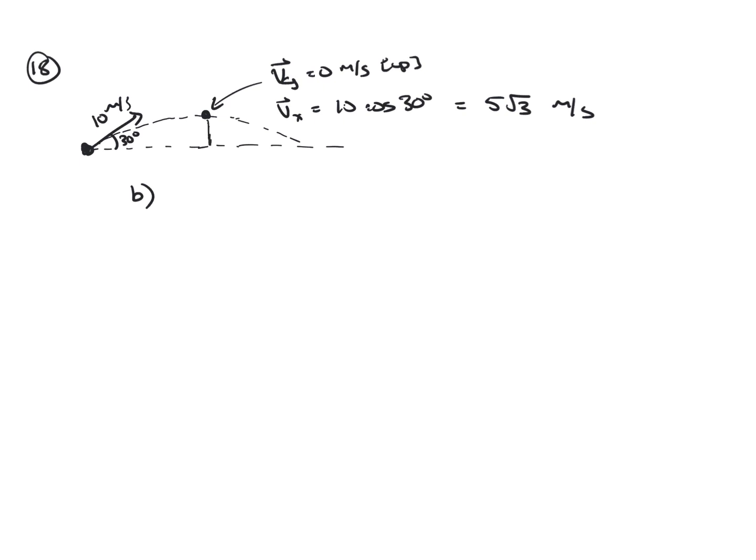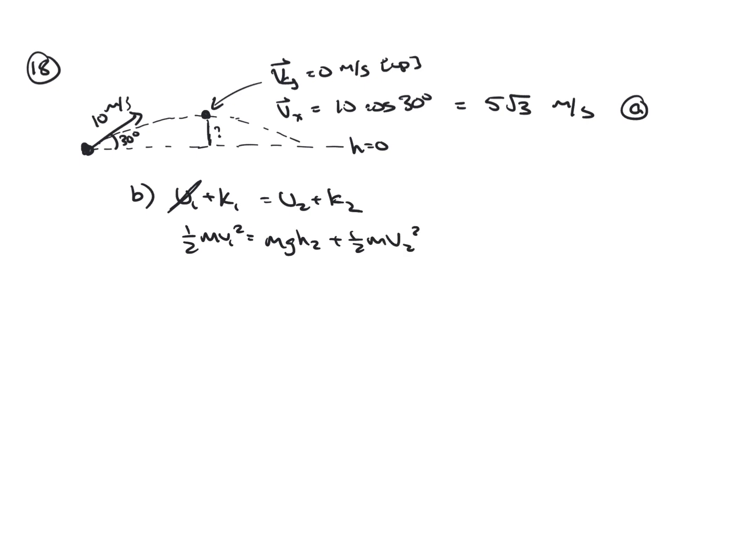So h2. And this one, they want us to use conservation of energy. So I'll set my reference at the original height. So U1 plus K1 equals U2 plus K2. U1 is 0 due to my reference. So we'll have half m v1 squared equals m g h2 plus half m v2 squared, which I calculated in part A. All right, so the m's cancel. I'm solving for h, so half v1 squared minus half v2 squared divided by g.